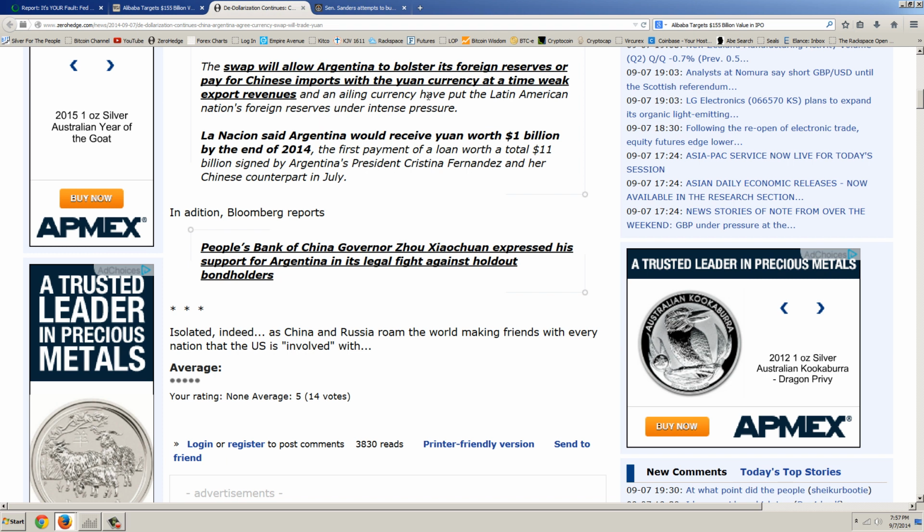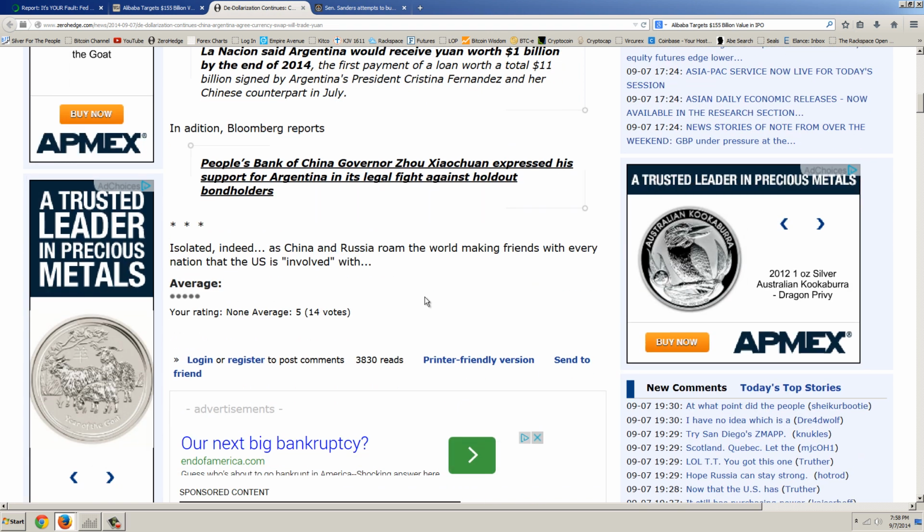La Nación said Argentina would receive yuan worth $1 billion by the end of 2014. The first payment of a loan worth a total of $11 billion signed by Argentina's President Cristina Fernandez and her Chinese counterpart in July. In addition, Bloomberg reports People's Bank of China Governor Zhao Zhuchuan expressed his support for Argentina in its legal fight against holdout bondholders.